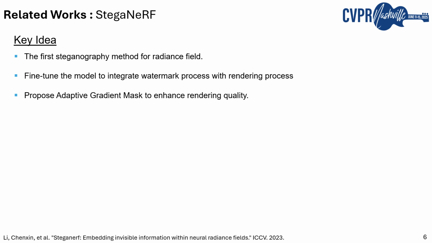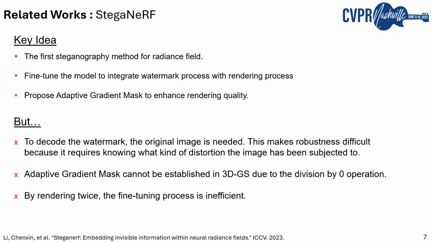A previous radiance field steganography method, StegaNeRF, can be applicable to 3D Gaussian splatting. StegaNeRF is the first steganography method to fine-tune the radiance field model to integrate the watermark process with the rendering process, and they propose an adaptive gradient mask to enhance rendering quality. There are some limitations.